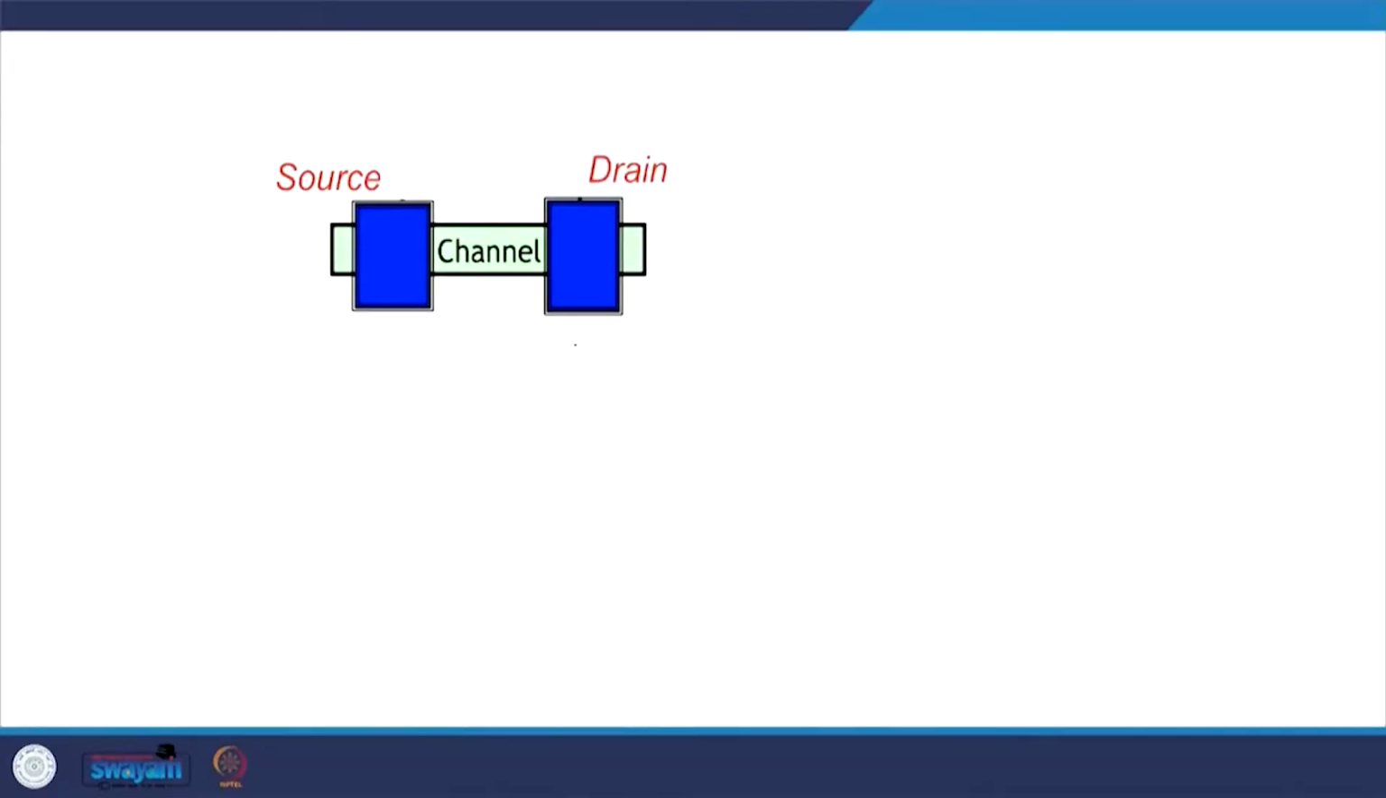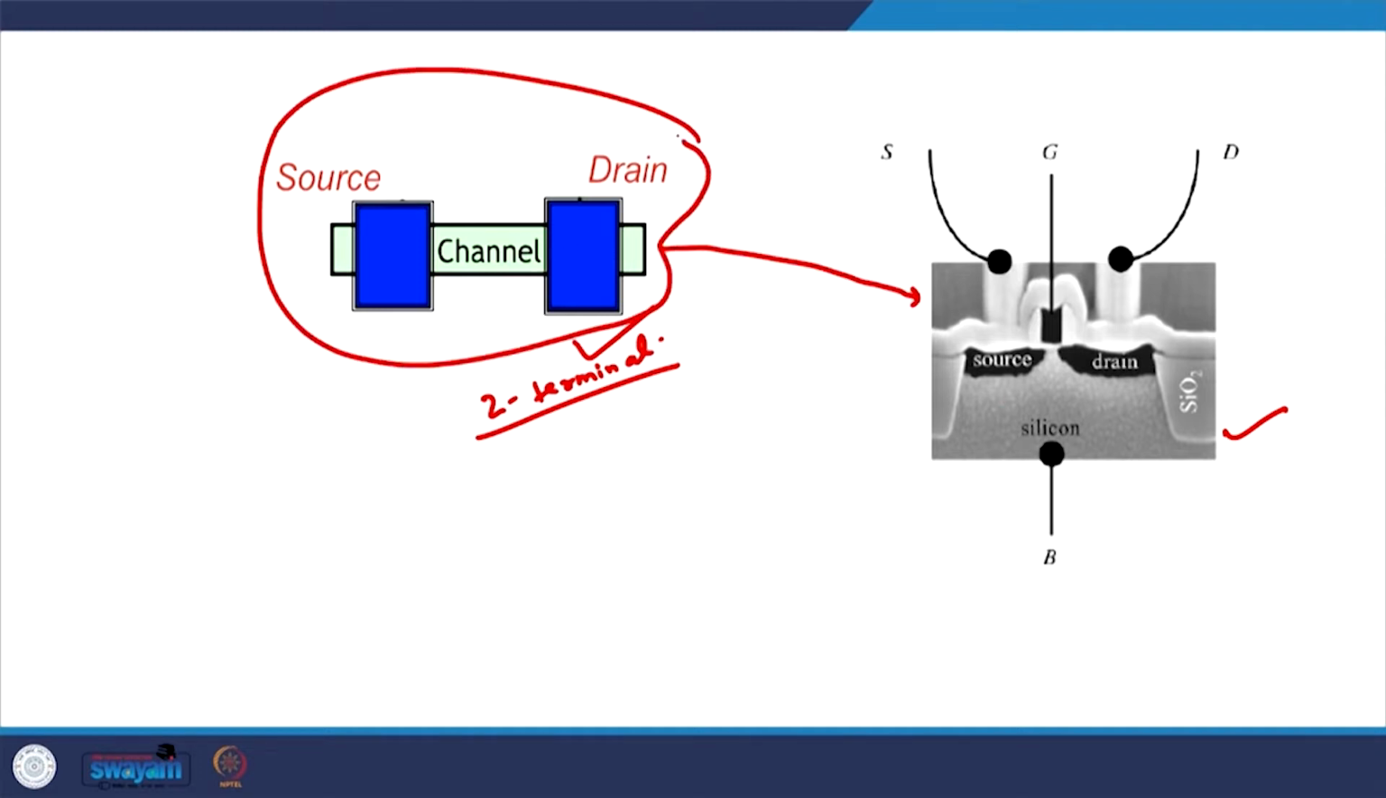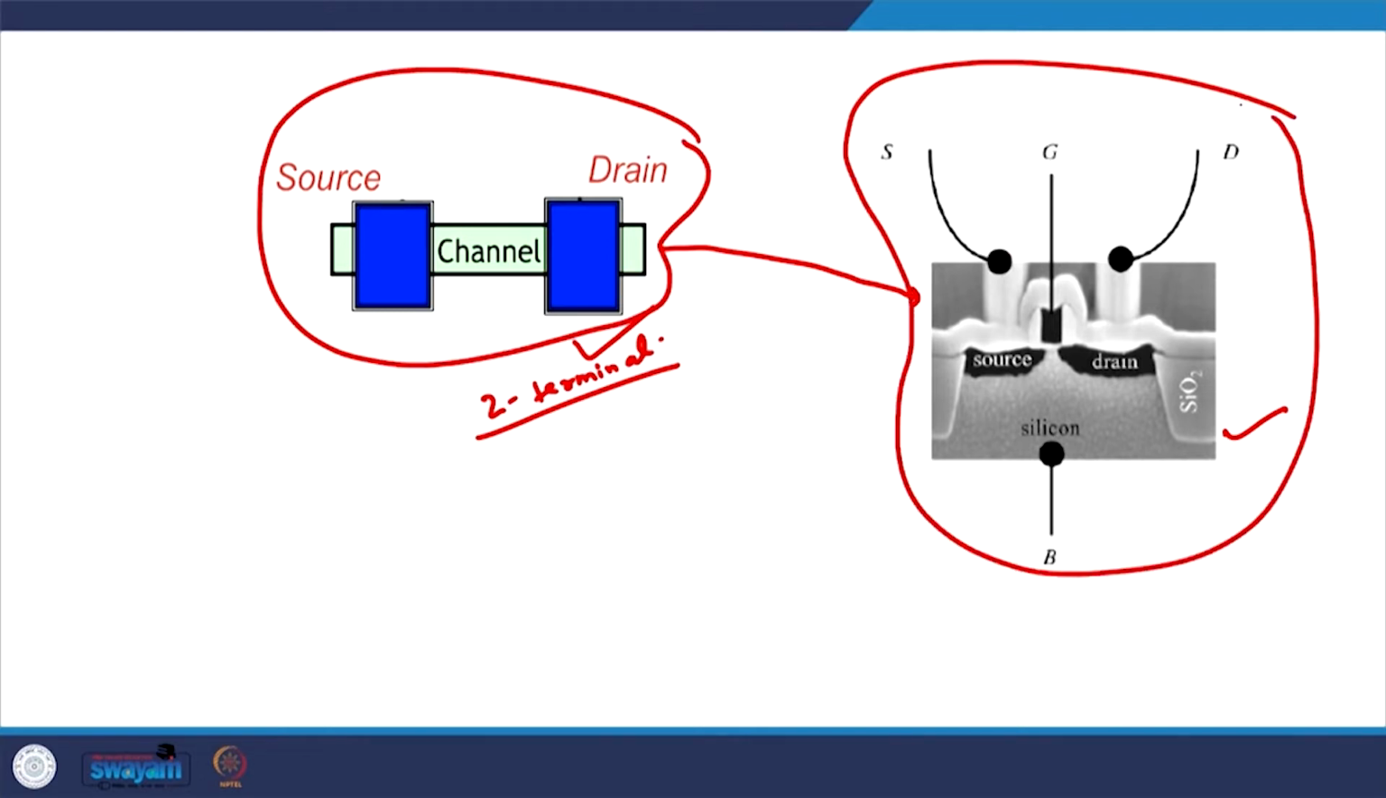So this is the two terminal device that was the main focal point of our discussion on the general model of transport. But an actual MOSFET is like this, it is a 3-terminal device, and the understanding of electron transport from this 2-terminal device can be very easily extended to this 3-terminal device. Okay.